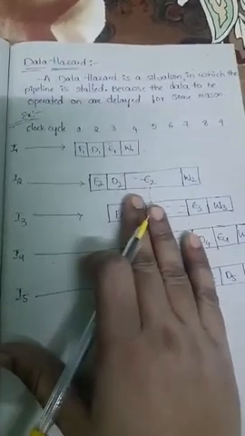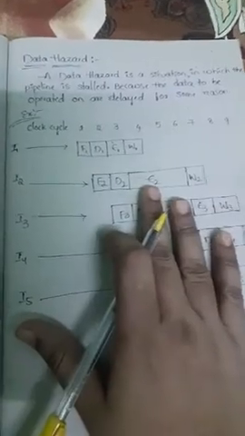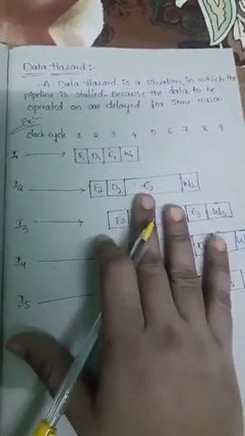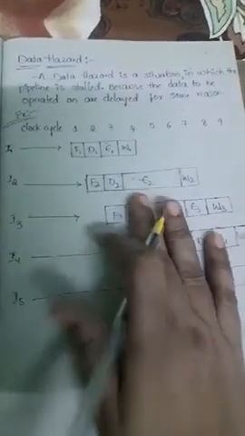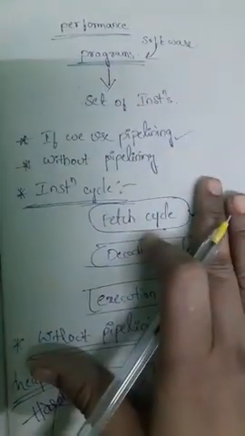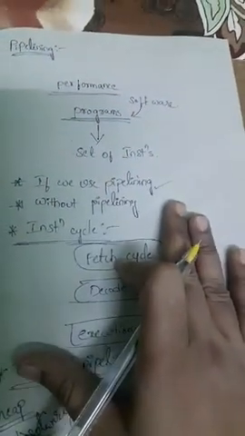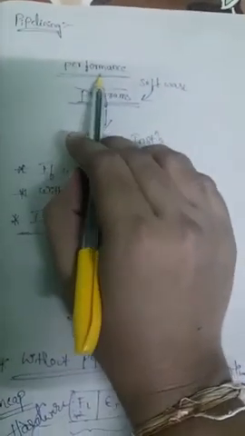Now in this class we are going to discuss the next concept, that is data hazard. I have already started the concept of pipelining. In that we discussed what pipelining is and why our computer makes use of the pipelining concept. The main reason is that pipelining is used to enhance the performance of our computer, right?